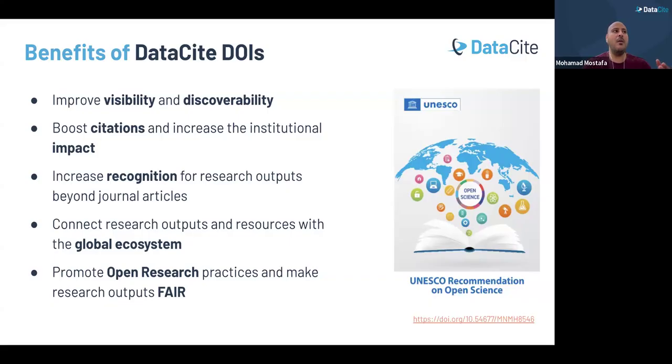So for example, when you register a DOI for software or code, part of the metadata information will be the publisher. So if you are publishing it at your university repository, for example, the publisher name that will be part of the metadata of that DOI about your code or your software will be your university name. So you are giving recognition to your institution, that your institution has published this research output.